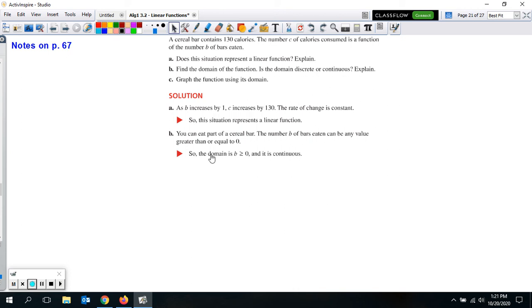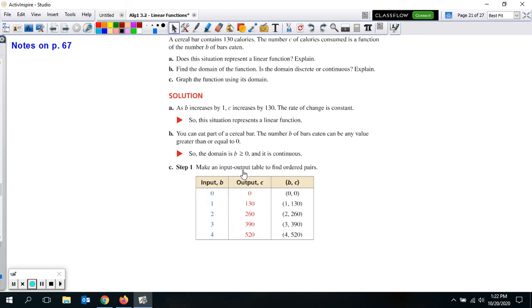And so when we want to graph this function, since we can eat as many bars as we want to, we're going to have to stop at some point. So we can start by doing an input-output table like we saw in the last one. This one doesn't say there's a maximum amount of bars we can eat, so we're just going to go with eating 4. What about just those first 4? So if we eat 0 bars, we're going to consume 0 calories. So there's our ordered pair, 0, 0.